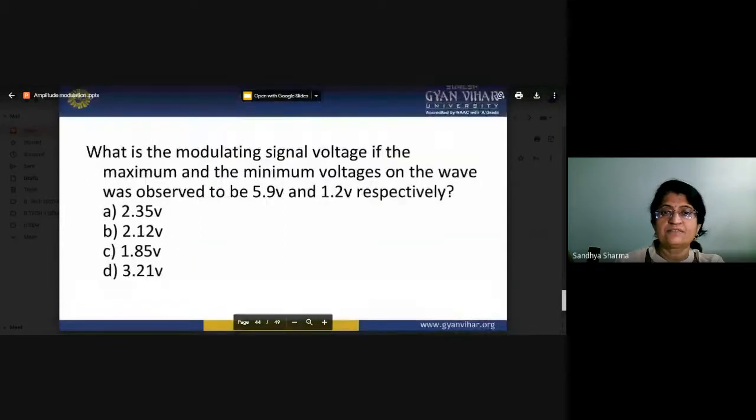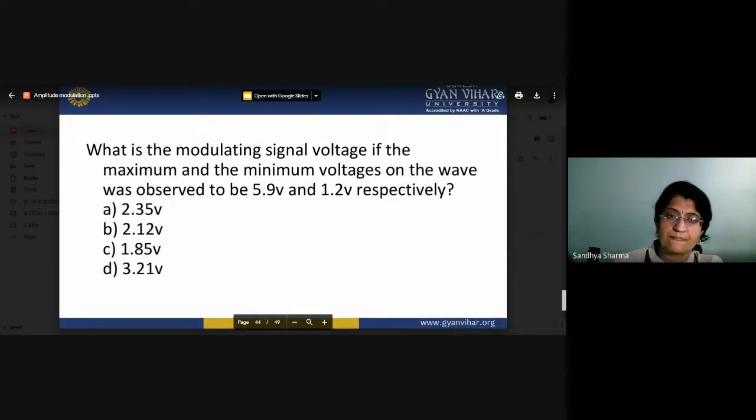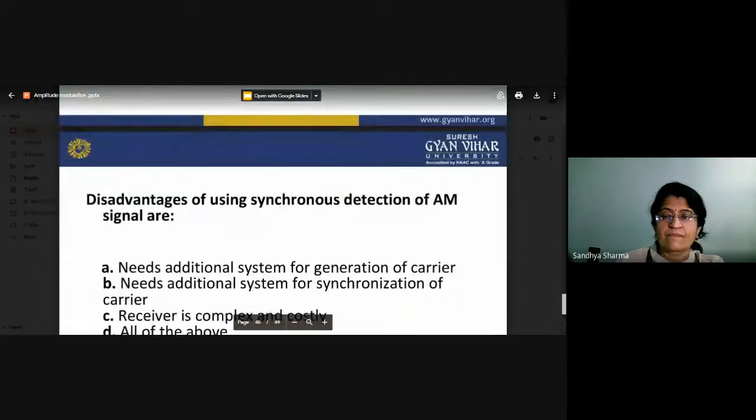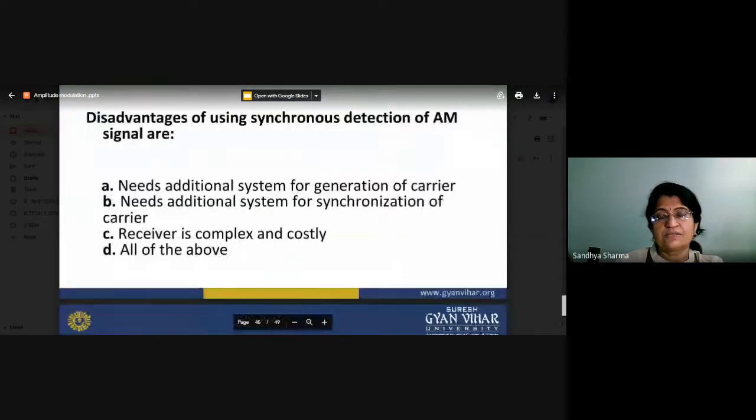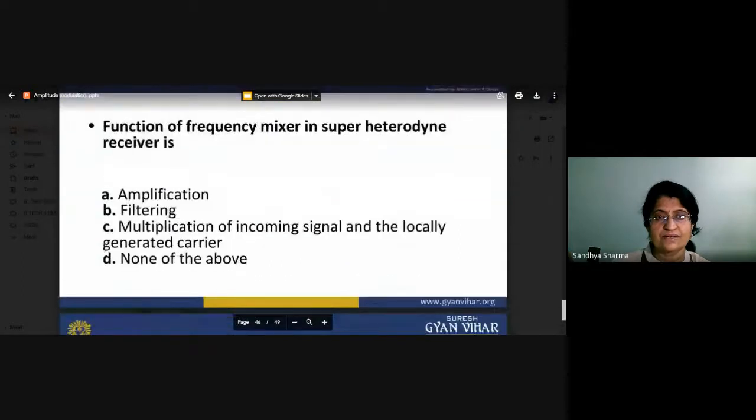The second question is what is the maximum modulating voltage if the maximum and minimum voltage on the wave were observed? We have to see the maximum and minimum, Vmax and Vmin, then we can also calculate the modulation index. What about the disadvantage of using synchronous detection of AM? We can also write this. What is the function of the frequency mixer in a superheterodyne receiver?